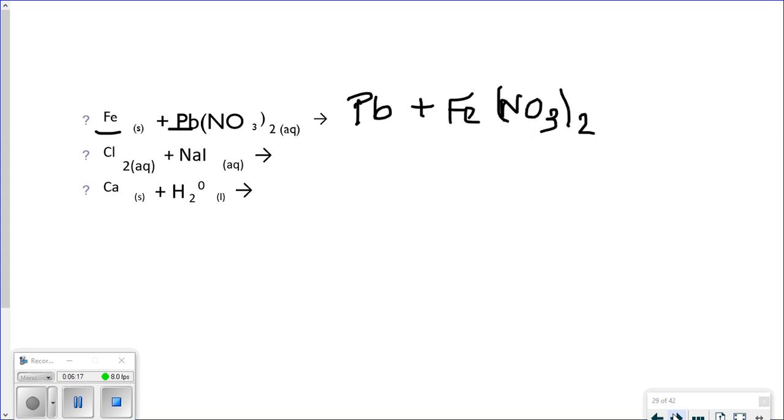Let's look at our next example. We have chlorine and sodium iodide.